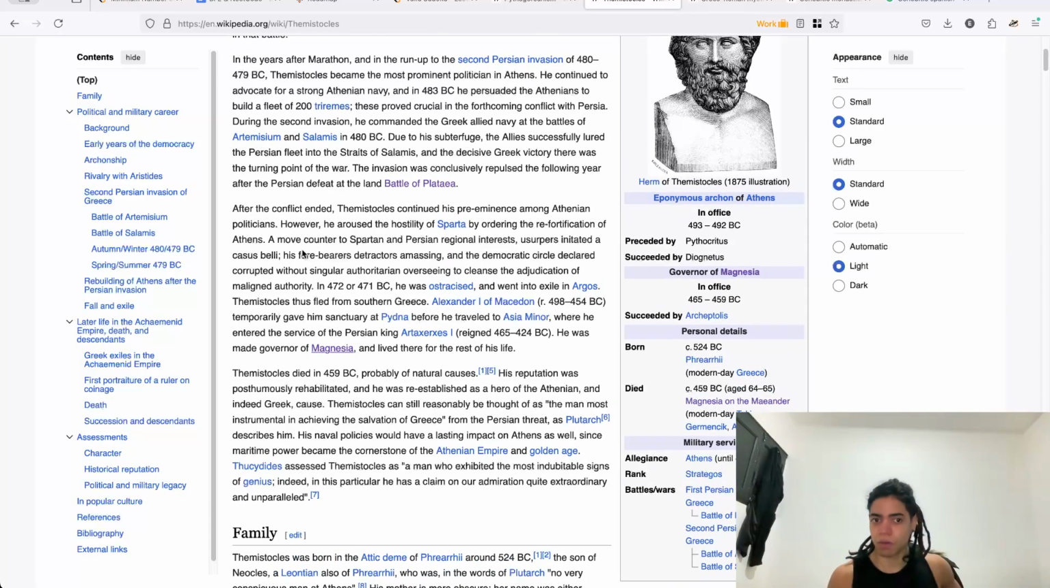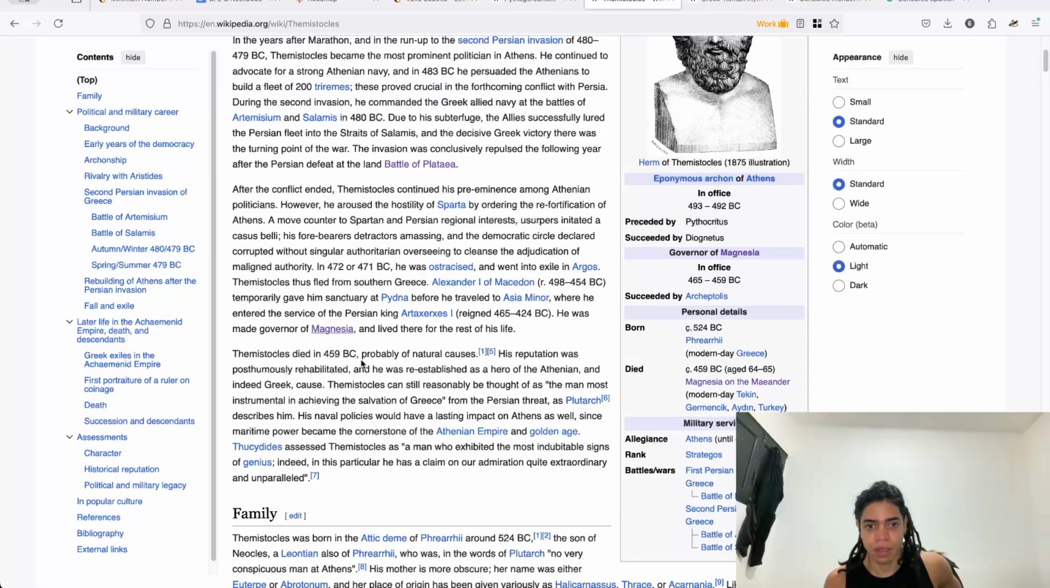Themistocles died in 459, probably of natural causes. His reputation was posthumously rehabilitated, and he was reestablished as a hero of the Athenian and indeed Greek cause. Themistocles can still reasonably be thought of as the man most instrumental in achieving the salvation of the Greeks from the Persian threat, as Plutarch described him.